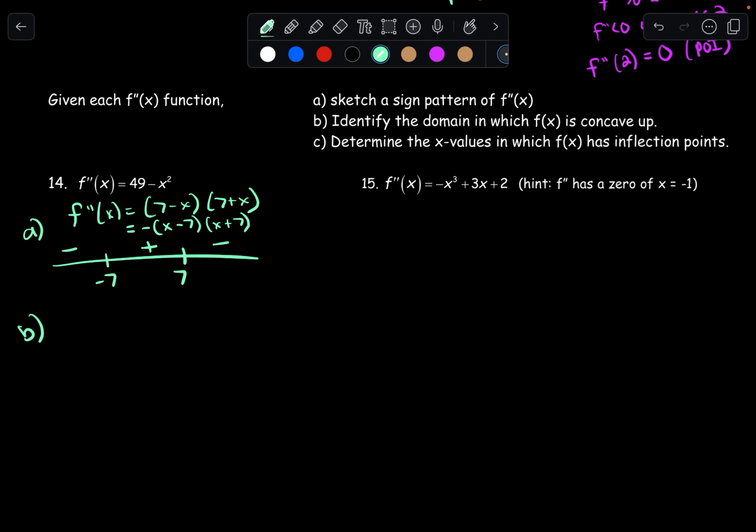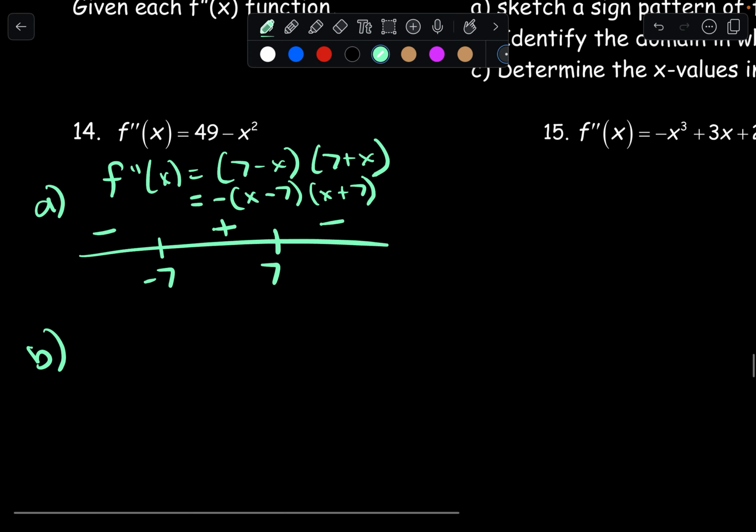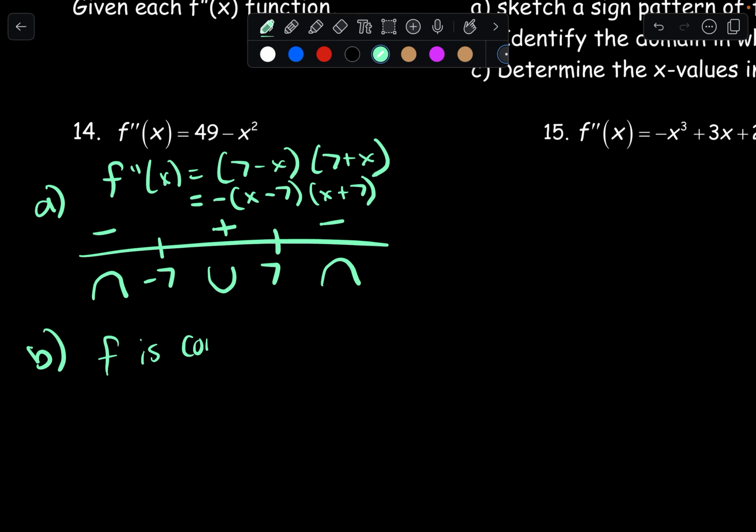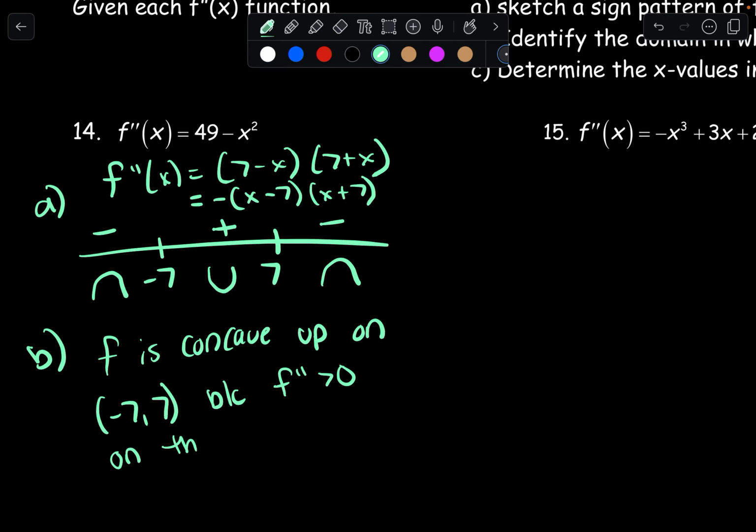Part B says identify the domain in which f of x is concave up. Because this is a sign pattern of the second derivative, where it's negative, f of x will be concave down, and where it's positive, f of x will be concave up. So f is concave up on negative 7 to 7 because f double prime is greater than 0 on that interval.